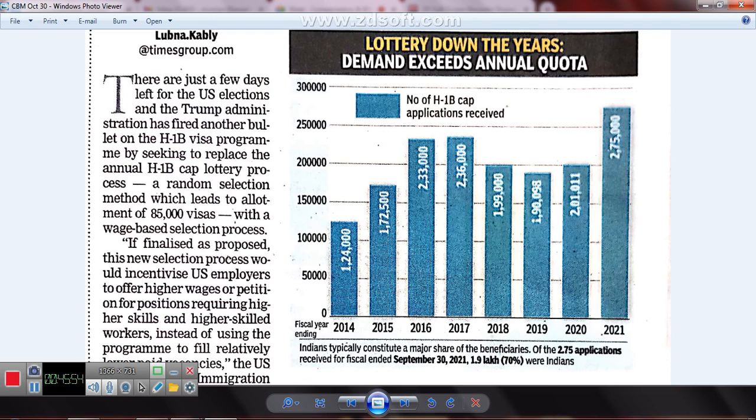And you can see here that Indians typically constitute a major share of the beneficiaries. For 2021, out of the total 2,75,000 applications received for the fiscal year ended September 30, 2021, 1.9 lakh applications were from Indians. Okay, so this is how we can broaden our knowledge.